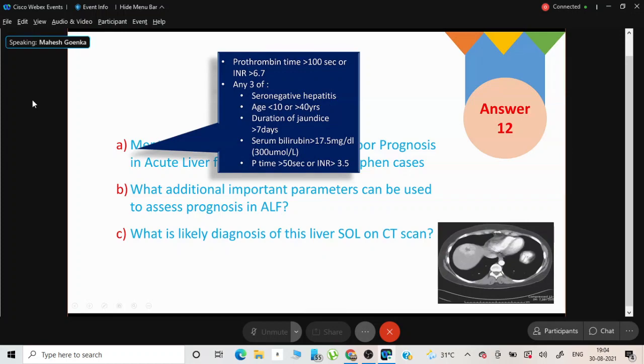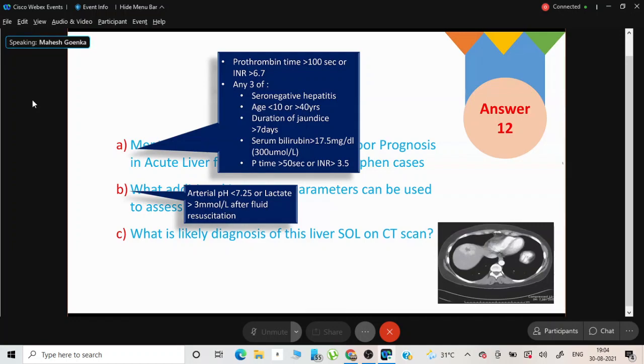Seronegative hepatitis, you can also write non-A, non-E. Age less than 10 or more than 40, duration of jaundice from onset more than 7 days, serum bilirubin of more than 16, or 17.5, anything is correct. PT of more than 50 seconds or INR more than 3.5. What additional parameters? More recently, arterial pH and lactate after fluid resuscitation has been added as additional criteria.